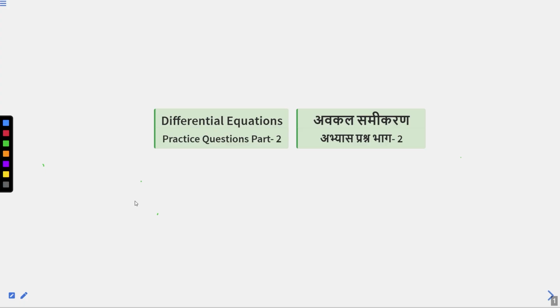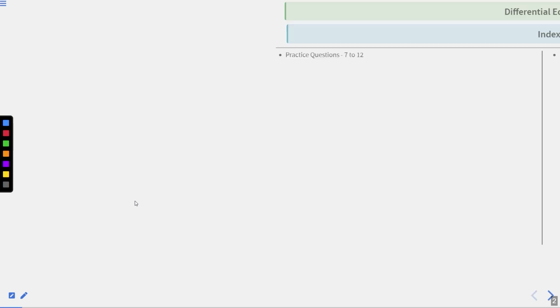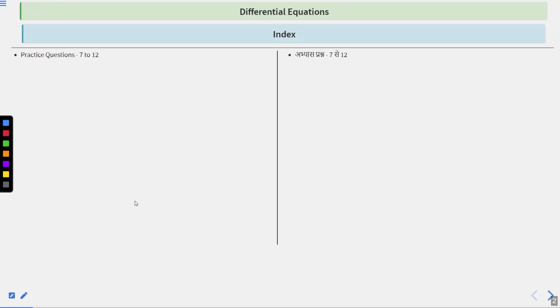So in today's lecture we will do some more practice questions based on differential equations. In the last lecture we had covered till question number 6. So in this lecture we will start from question number 7 and we will discuss till question number 12.